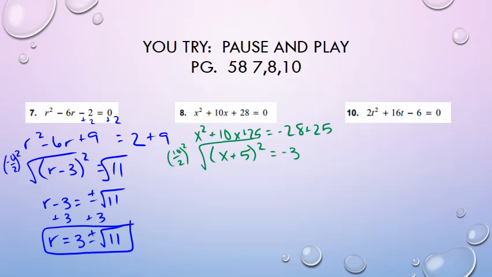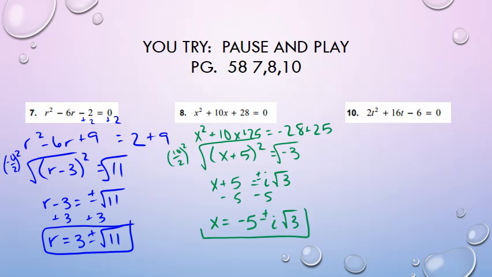So when I square root both sides, I'm going to have x plus 5 equal to the square root of 3, plus or minus. I almost forgot that part. Now we're going to subtract 5 from both sides. So x is negative 5 plus or minus i times the square root of 3. So this is a parabola that actually has an imaginary solution, or 2 imaginary solutions.